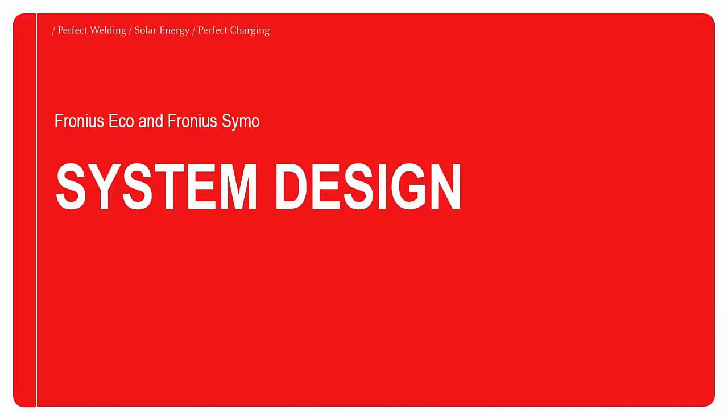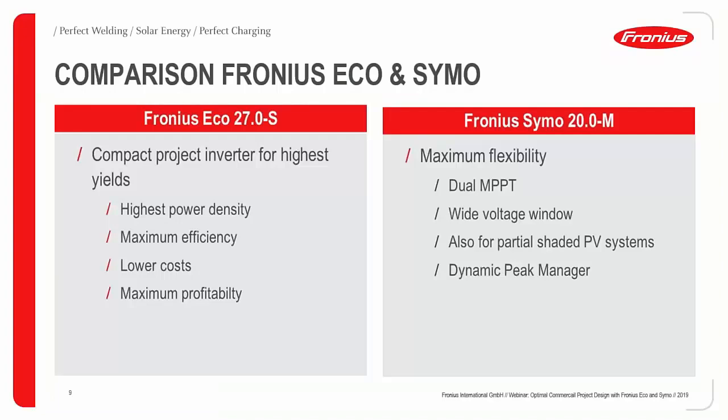So now the main interesting part of this webinar, the optimum system design for commercial projects. Here you can see the main difference between the Fronius Eco and the Fronius Symo inverter. Again, Eco has one MPP tracker and the Symo has two MPP trackers. Symo has a wide MPP voltage range compared to the Eco MPP voltage range. But Eco has the highest power density, since we are not using the DC booster in this inverter. That's why it is lightweight and lower priced.